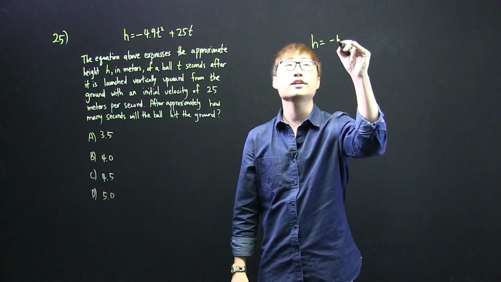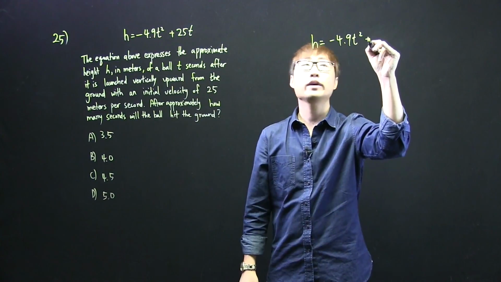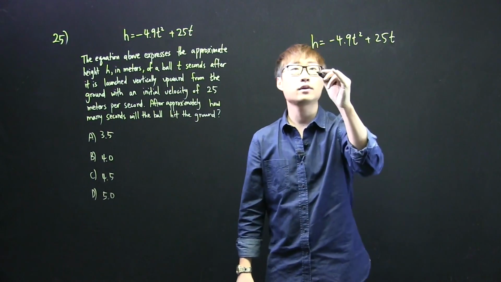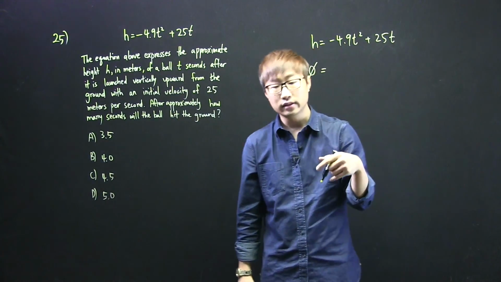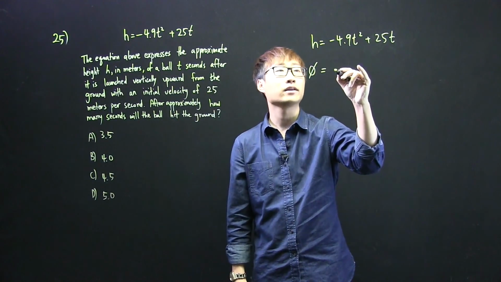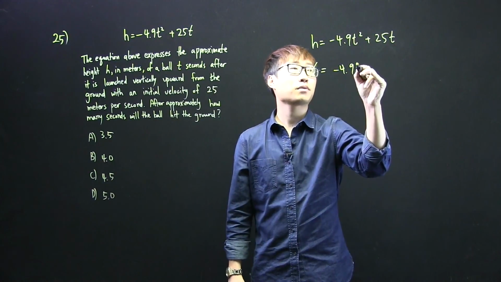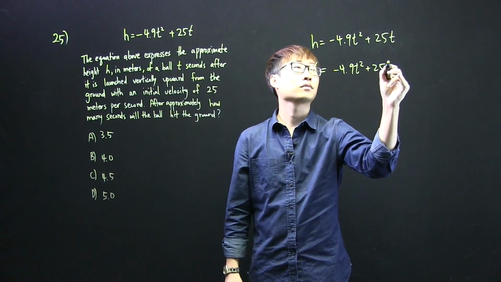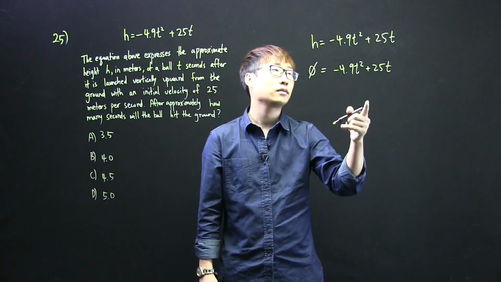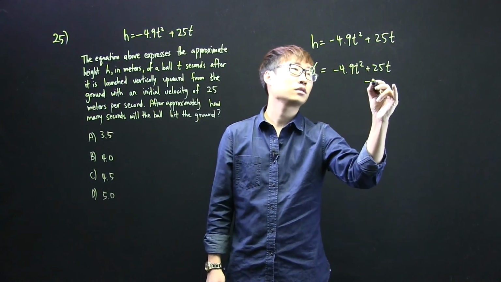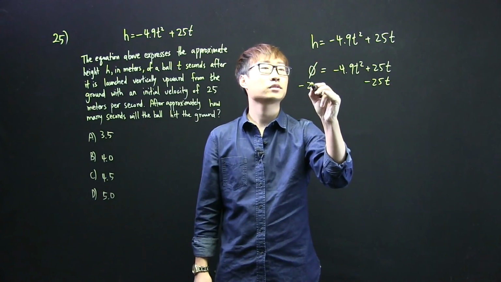So to this equation, we can go ahead and plug in 0 for the h, once again, because the ball hit the ground, right? It's not up in the air. So then this problem becomes real simple. You only got t's to solve. Let's go ahead and move this over here. So subtract 25t on both sides.